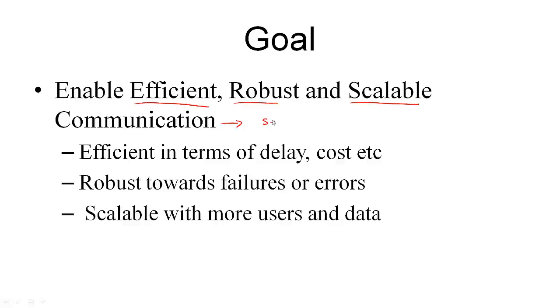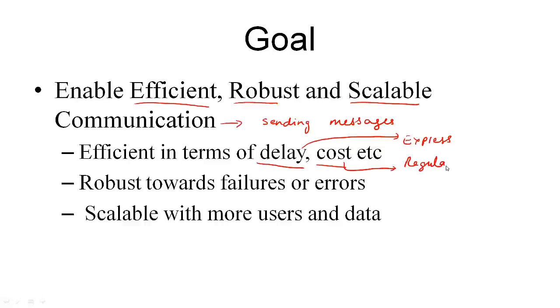Communication as such is about sending messages, and efficiency captures things like: design the system such that you can send this message the fastest, in other words, send it with the lowest possible delay, or design the system such that you send the message the cheapest, that is, at the lowest cost. For example, in the postal system, you have express mail, which provides the fastest service, and you have regular mail, which provides the cheapest service.